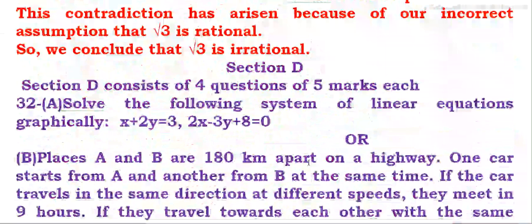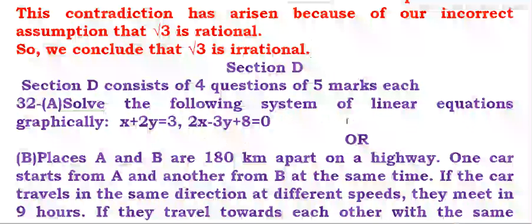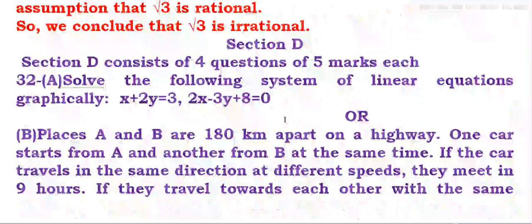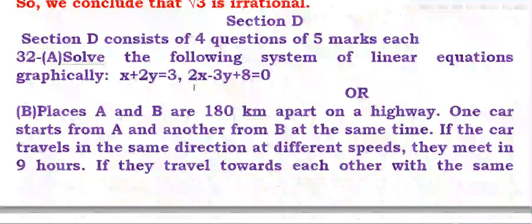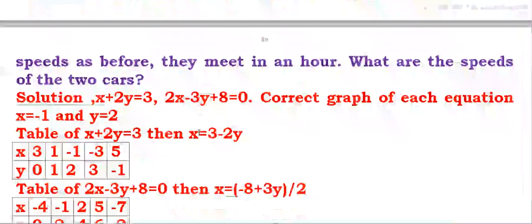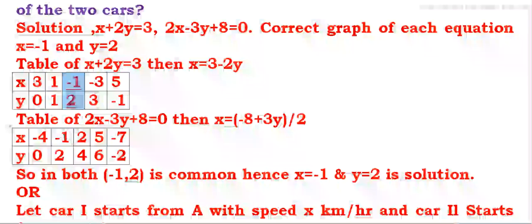Then is the part D. Solve the pair of linear equations graphically. We will draw the graph of this equation. First we will make the table, and when the graph is drawn, we see that minus 1, 2 is common in both. When the same solution is in both, that will be the solution. In the graph also both will intersect at minus 1, 2. We can draw the graph of this on the graph paper, and we will find that they intersect at minus 1, 2. So x is equal to minus 1 and y is equal to 2 is the solution of this equation.